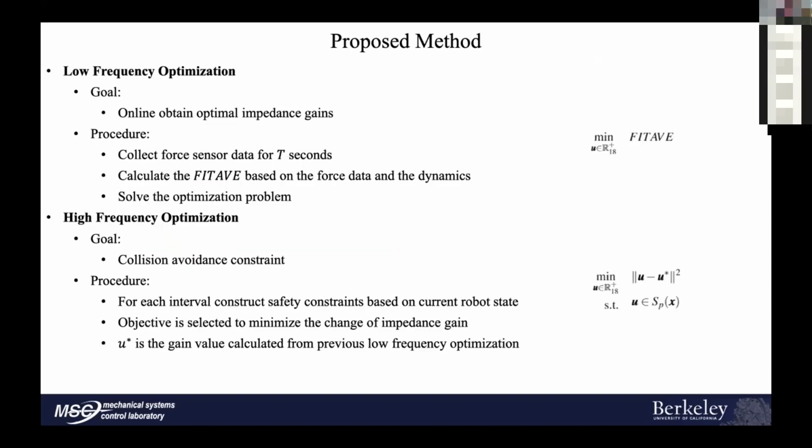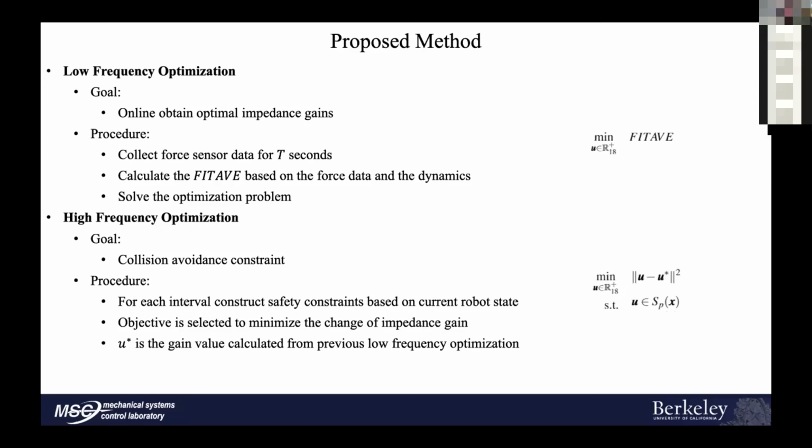Here we show the combined overall proposed method. There are two levels of optimization. The low frequency optimization obtains the optimal impedance gains for different scenarios. We want to do it online and without any human tuning. The optimization we solve is to minimize the proposed FITAVE objective. We collect the force sensor data every t seconds and use it to formulate this FITAVE objective. We use a standard SQP solver to update this objective function, and we can obtain the optimal impedance gain every t seconds.